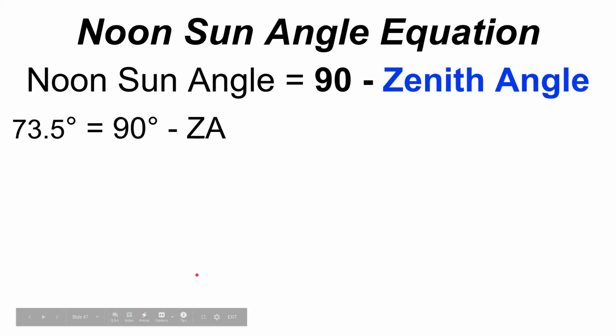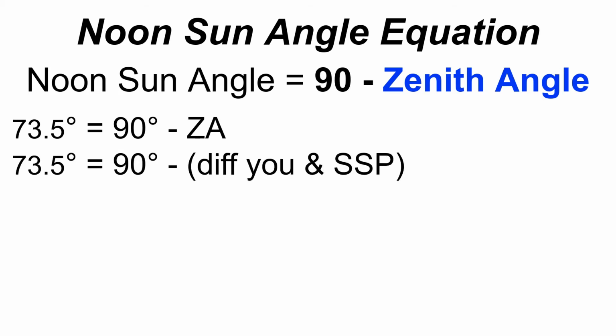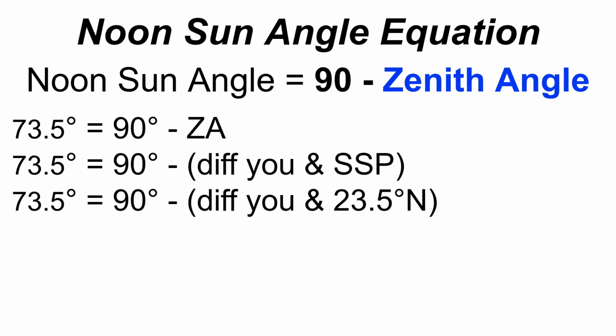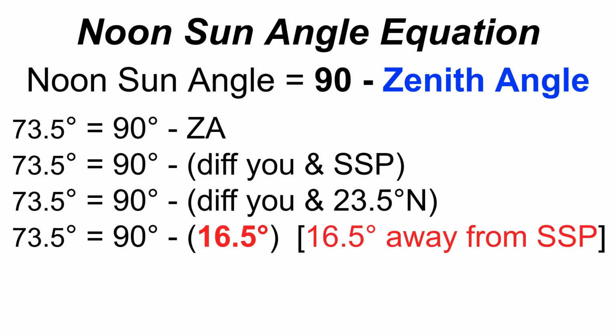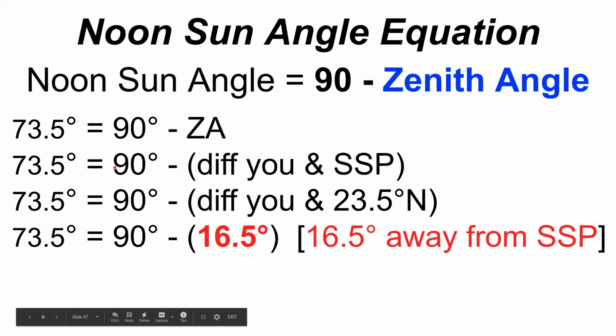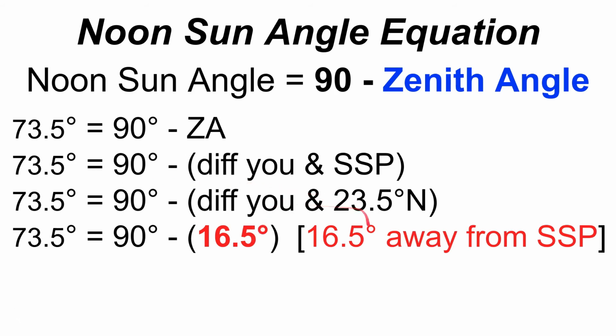So here's what we know. We know that the noon sun angle is 73.5 degrees. We know that we are 16.5 degrees away from the subsolar point. 90 minus the zenith angle equals 73.5. The difference between our latitude and the subsolar point, 90 minus that difference, is 73.5. So solving for that, we get 16.5. So that tells us we're 16.5 degrees away from the subsolar point.